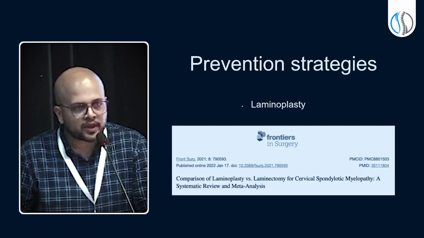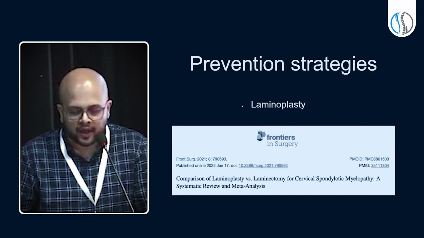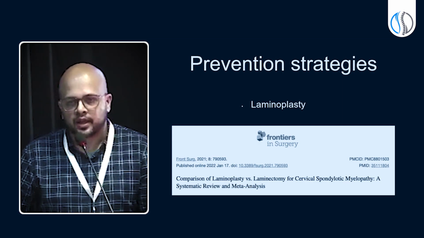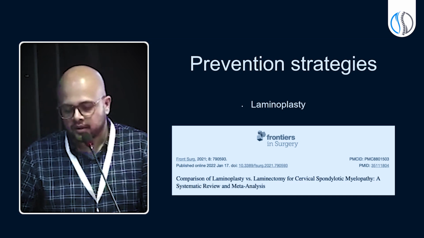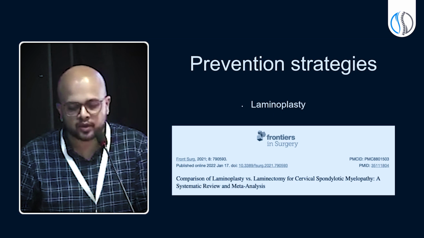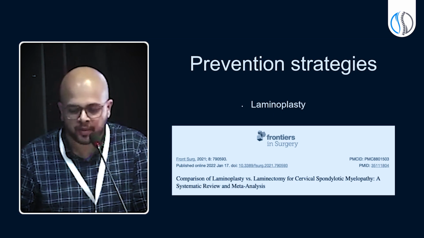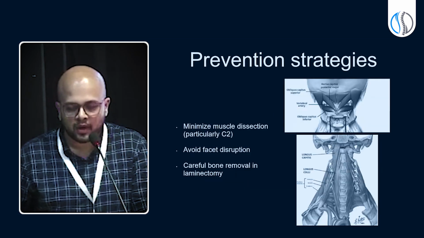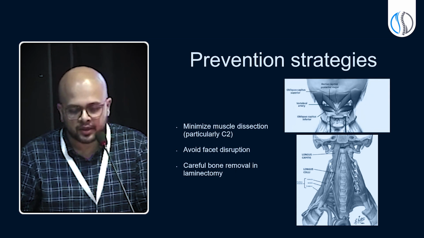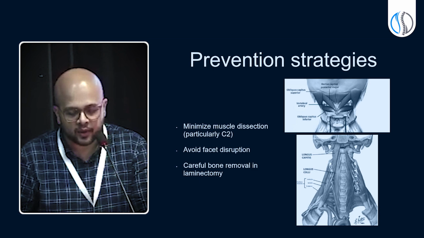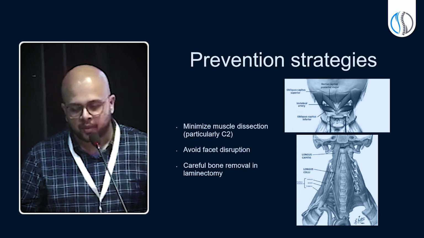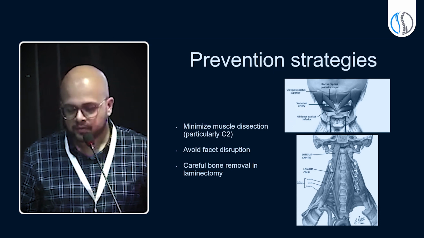Laminoplasty is one procedure which has been described. There have been varied studies for and against it, but given the fact that there is less soft tissue dissection, this is a viable alternative to laminectomy and studies show that it may be associated with a lesser extent of post-laminectomy kyphosis. Whenever you opt for a laminectomy, you should be careful with your muscle dissection, particularly at the level of C2. Avoid disruption of the facet joints and be careful with bone removal in laminectomy.